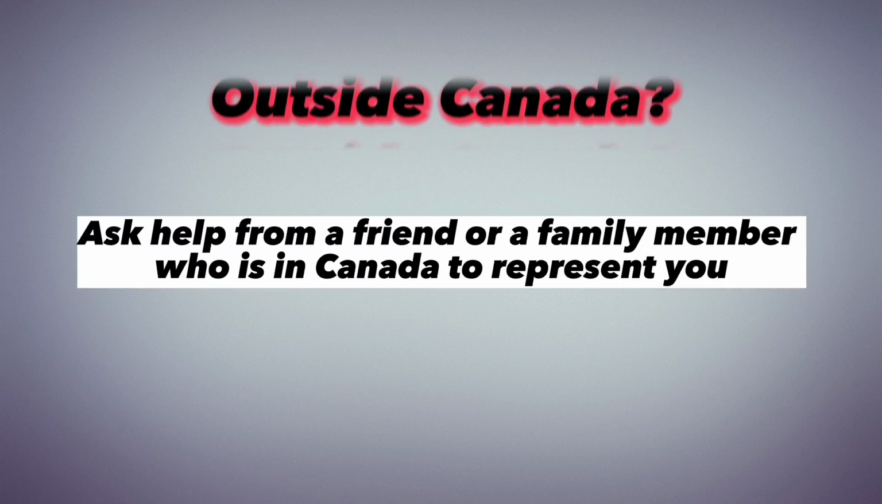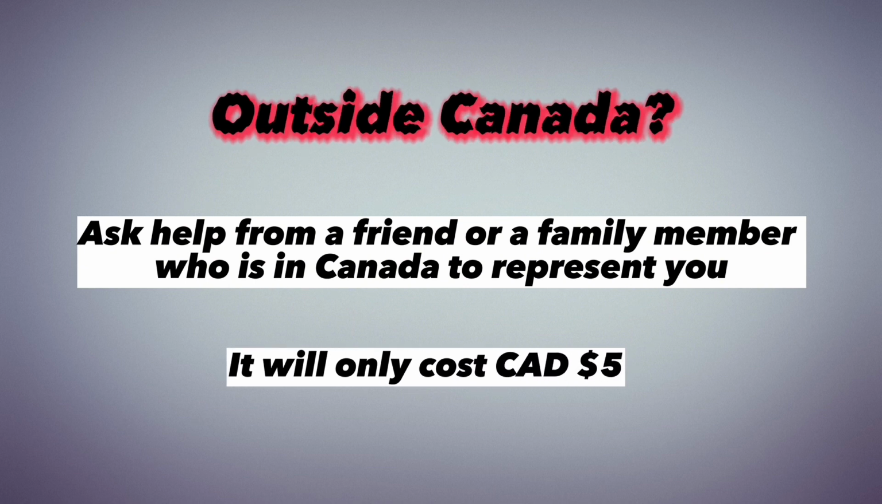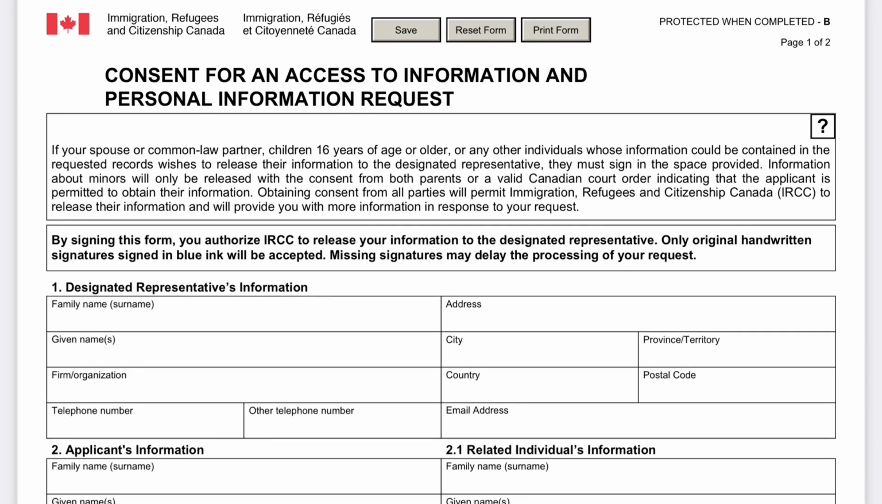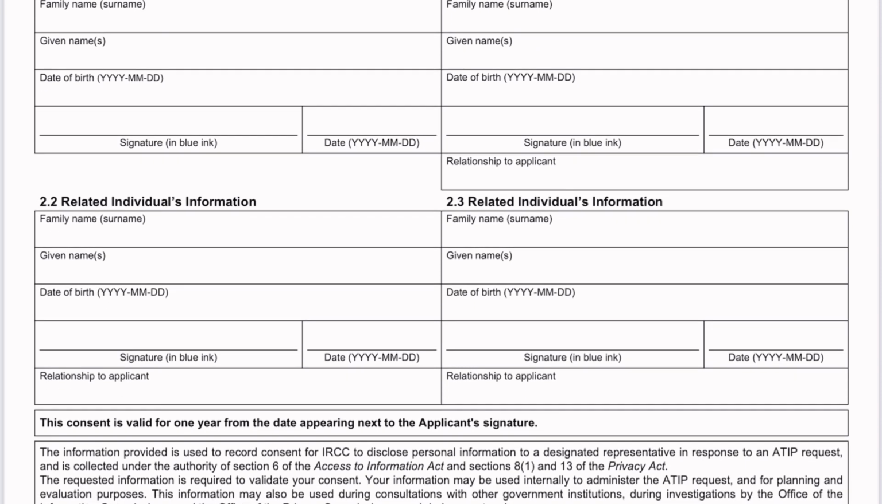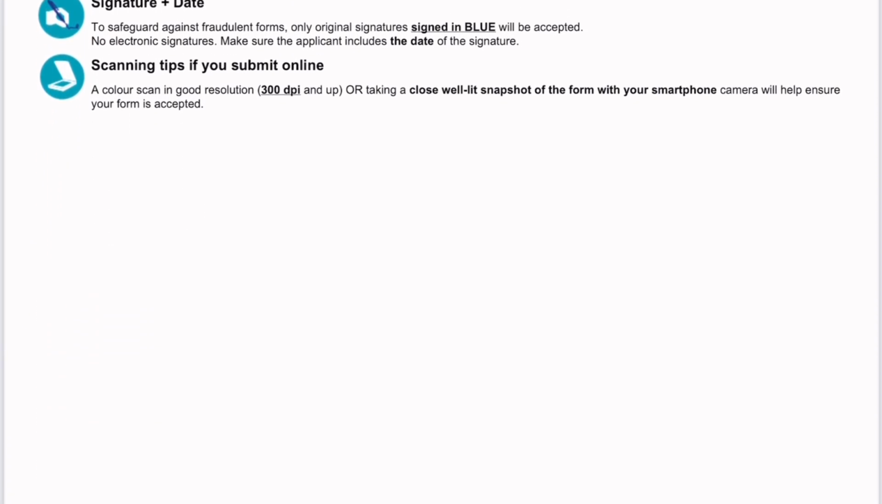So first, if you have a friend or family member or anyone you know in Canada who can represent you or is willing to apply for GCMS notes on your behalf, they can easily get it for you. It will only cost them Canadian $5 and it's a really simple process; they can get it done within a few minutes. However, they require your consent to apply on your behalf, and for that you need to fill out the IMM 5477 form, which is the Consent for an Access to Information and Personal Information Request form. I will show you how to fill that form accurately.